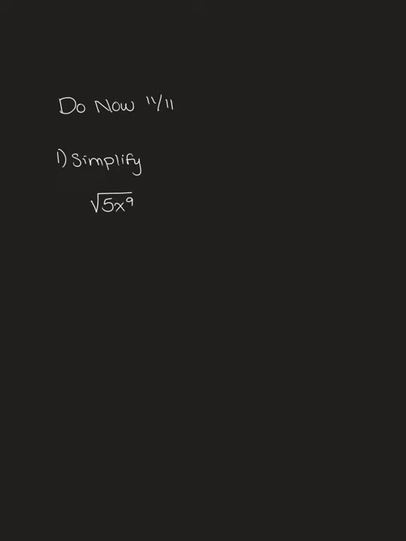So we are asked to simplify the square root of 5x to the ninth. Whenever we are simplifying square roots, simplify the numbers first and then the variables.